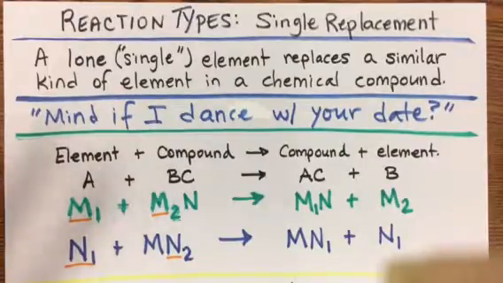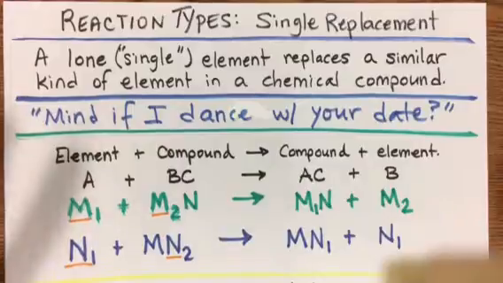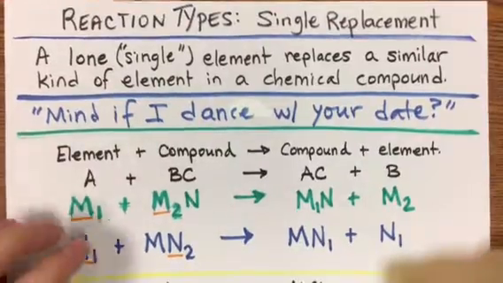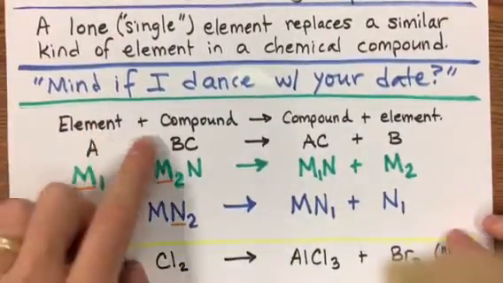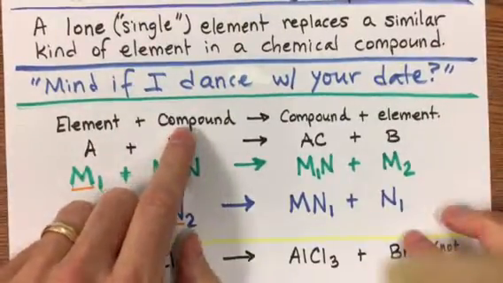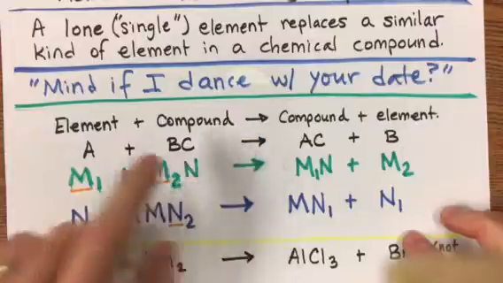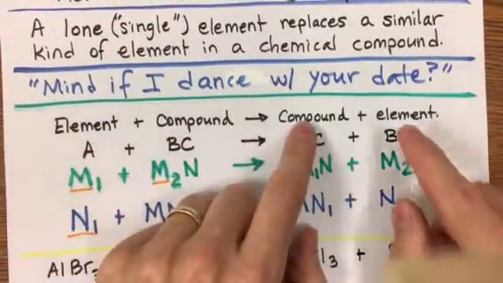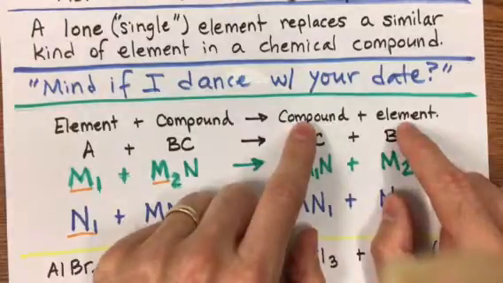Think of it as "Mind if I dance with your date?" So somebody is at the prom or the dance, and somebody comes up and says they want to dance with your date. What are you going to do? You're going to wind up standing over there by yourself. So here's what happens. An element is there and a compound is there. And during the course of the reaction, this element is going to go and join this compound, and some other element is going to get kicked out of the compound.